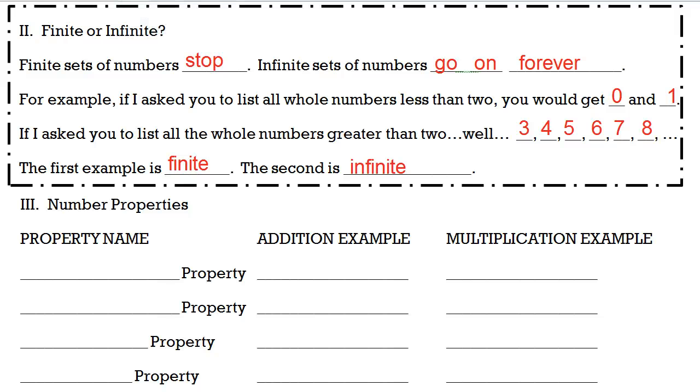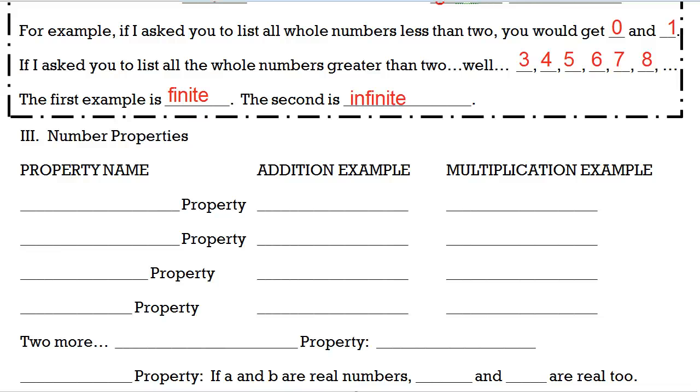Anyway, let's go on to the last part of this lesson. That would be the number properties. Well, we usually start with the letter A, so let's start with the associative property. And the associative property is basically who you associate with, who you group yourself with.